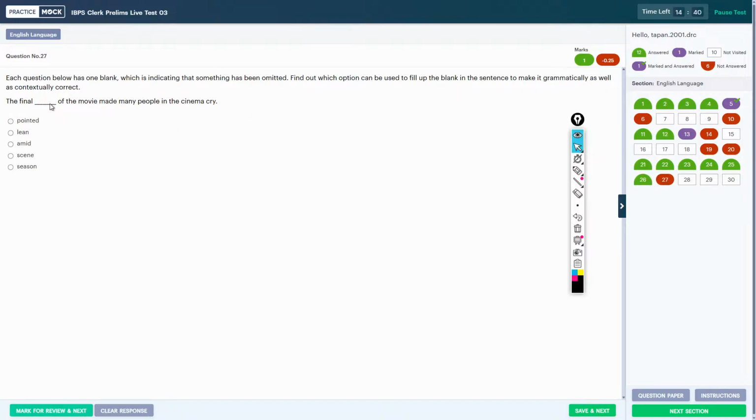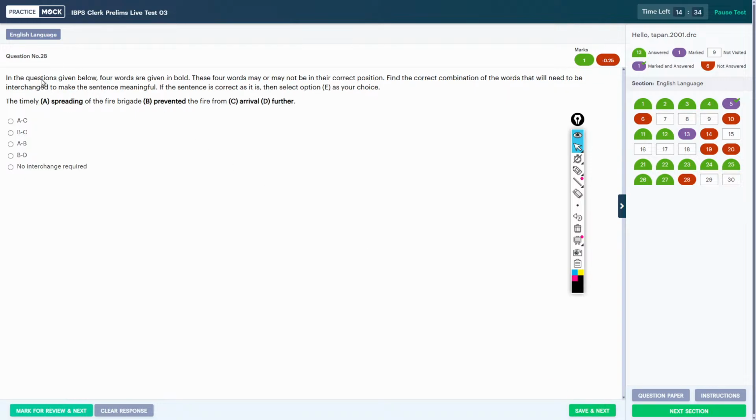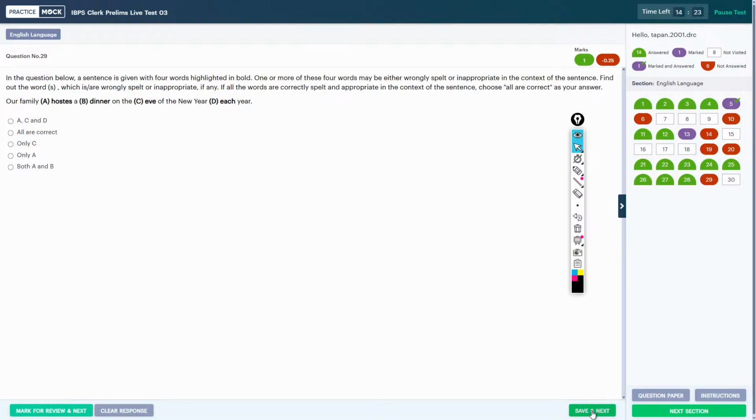The final scene of the movie, the timely arrival of the fire brigade. So C to start with, prevented the fire from spreading further.